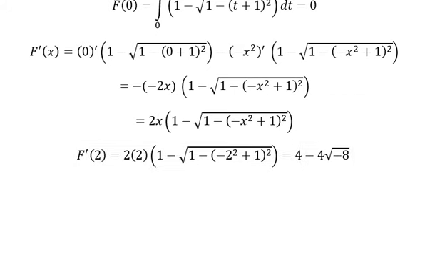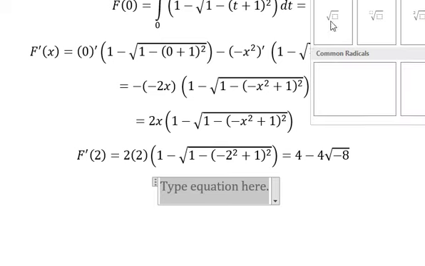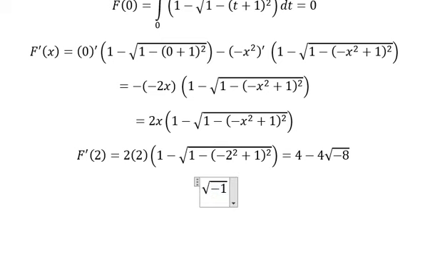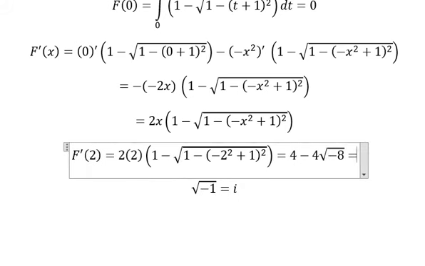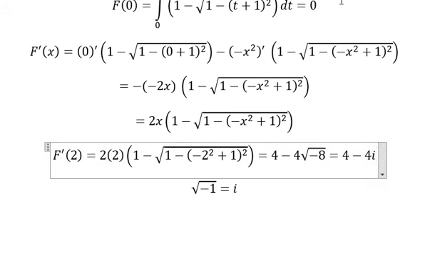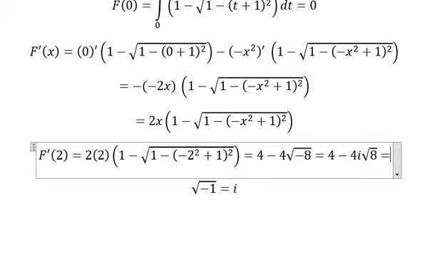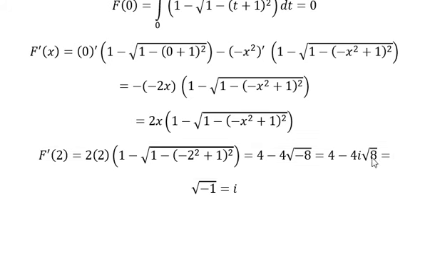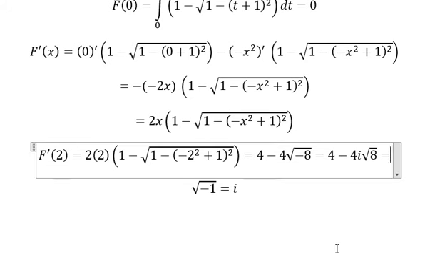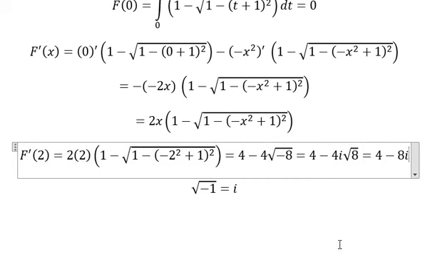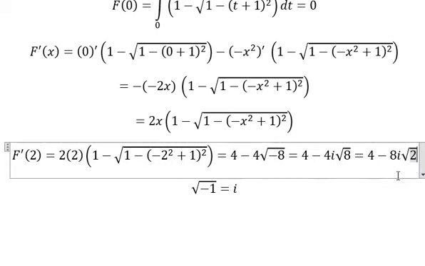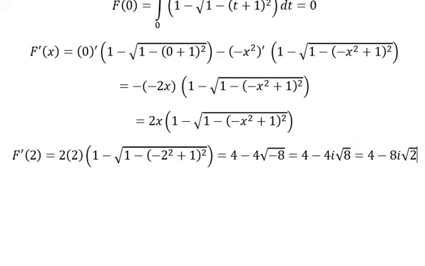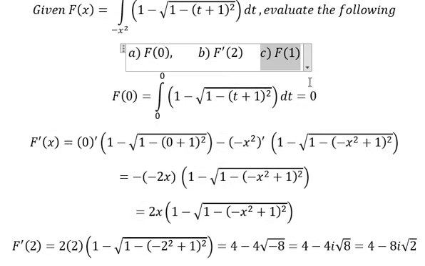And we know that the square root of negative number 1 is i, that's a complex number, so we change this one into 4 minus 4i multiplied by the number 8, and then the square root of number 8 you will get 2 multiplied by the square root of number 2, and now you get 4 minus 8i square root of number 2, and this is the final answer.